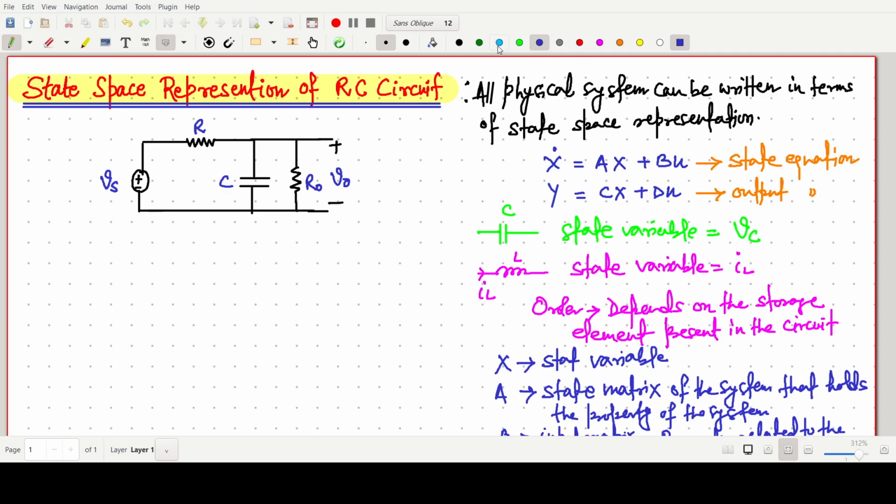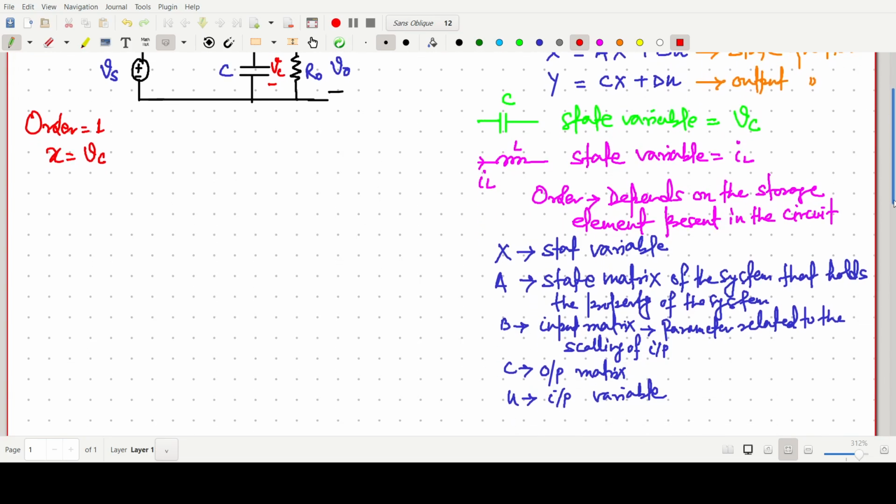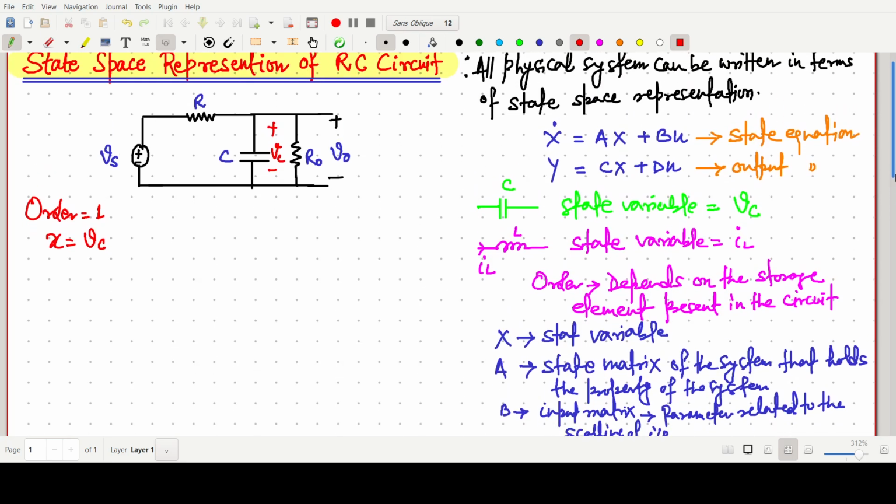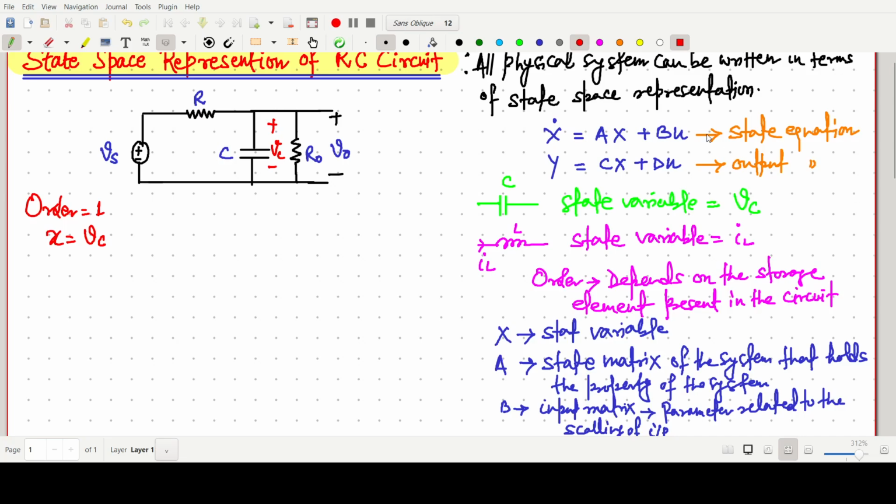So first of all, what we have to do, first try to write the variables. This one is order one, first order, because only one capacitor is there, and the state variable we can say is Vc, the voltage across the capacitor. So this one is our Vc, this is our state variable. Clear? And U represents the input. Here I have written U is the input. U is the only input, so U is simply Vs. Okay, so these are three points.